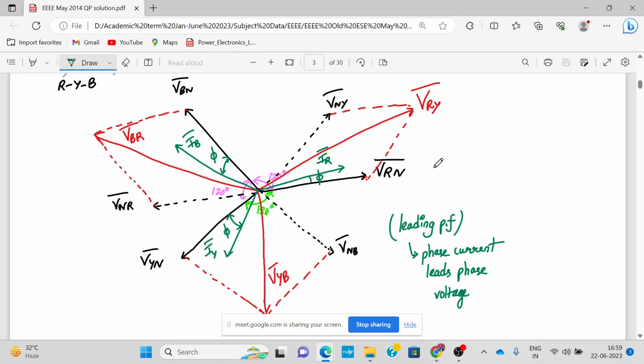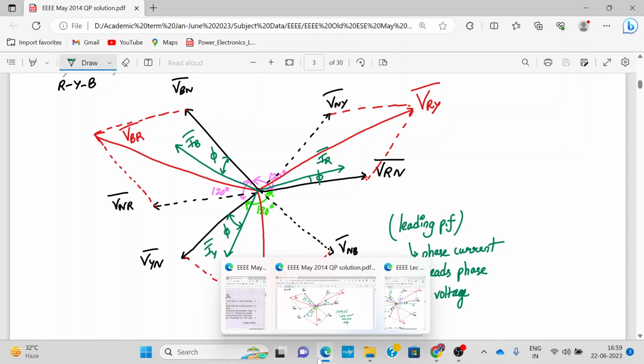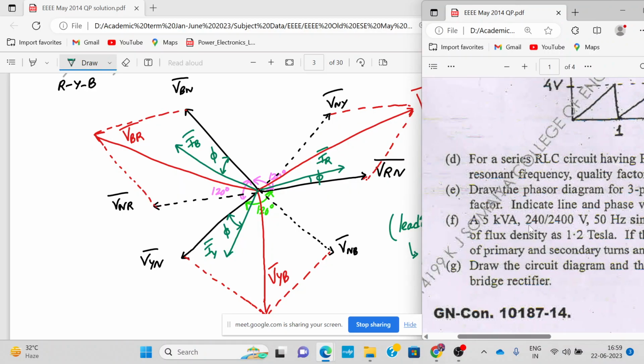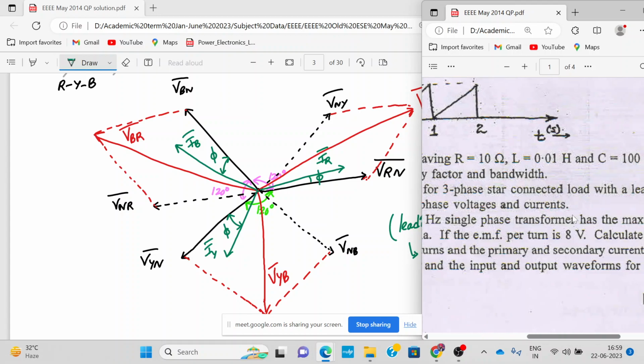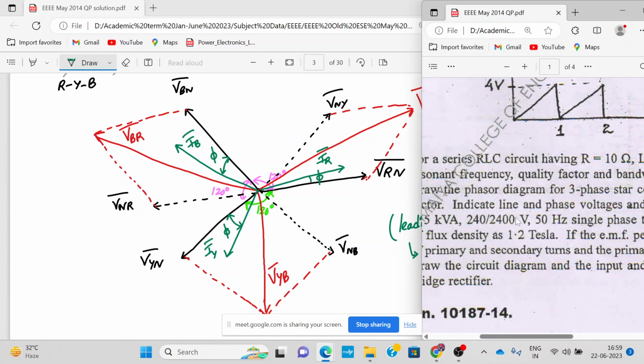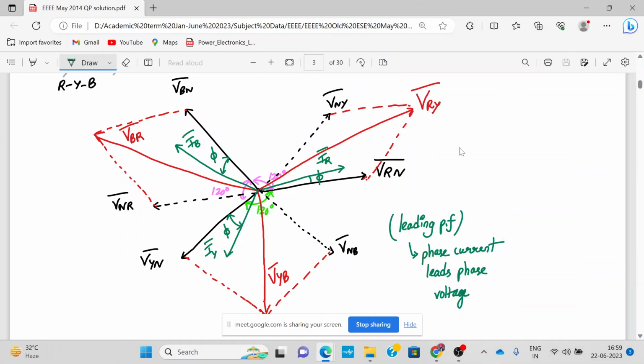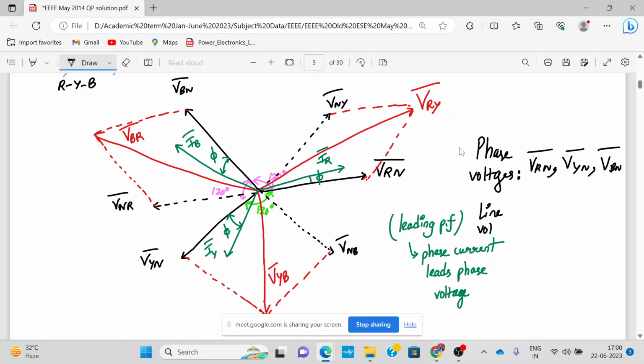Okay, and they have written in the numerical in the paper that highlight line current, line voltages, phase voltages, and currents. So phase voltages, what are the phase voltages? Let me write it over here. Can you help me out? What are the three phase voltages? VRN, VYN, and VBN, RYB. And which are the three line voltages? Can anyone tell me?